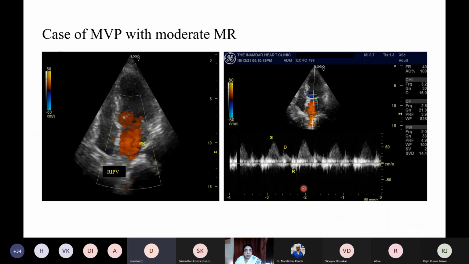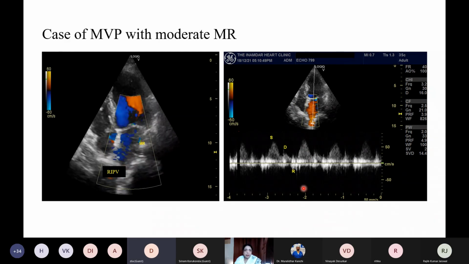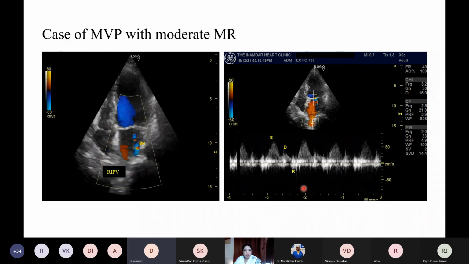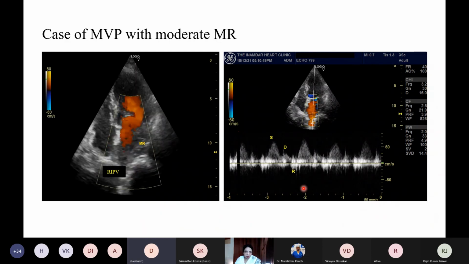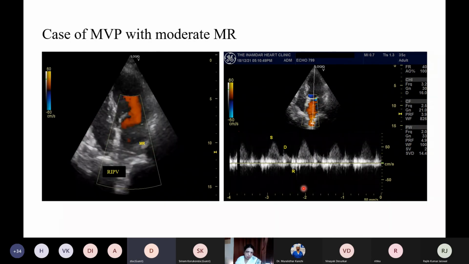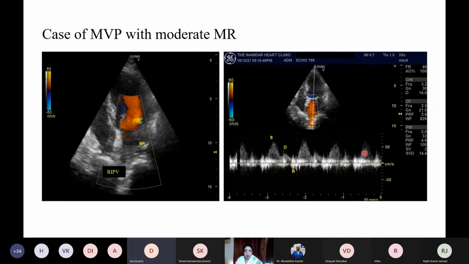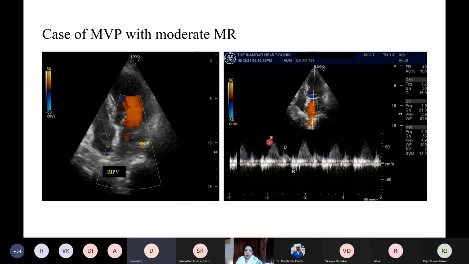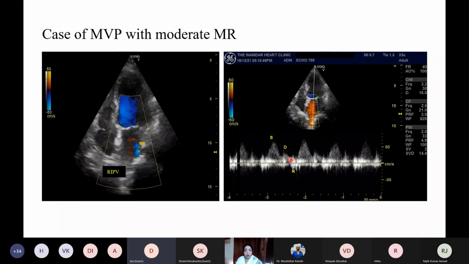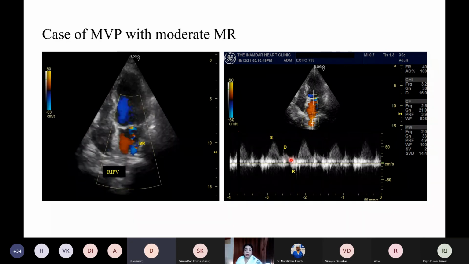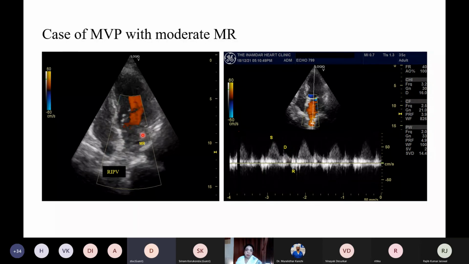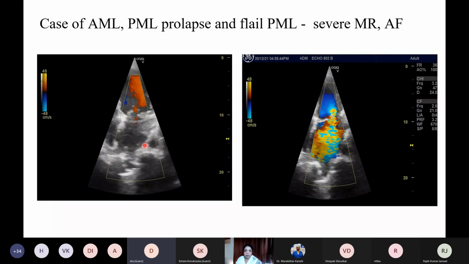Are you able to see this video? This is a case of mitral valve prolapse with moderate MR. See, there is considerable MR. LA is not yet dilated. And as I told you a few minutes back, S and D may be normal. So even though the S and D ratio is normal, there is a moderate MR in this case.